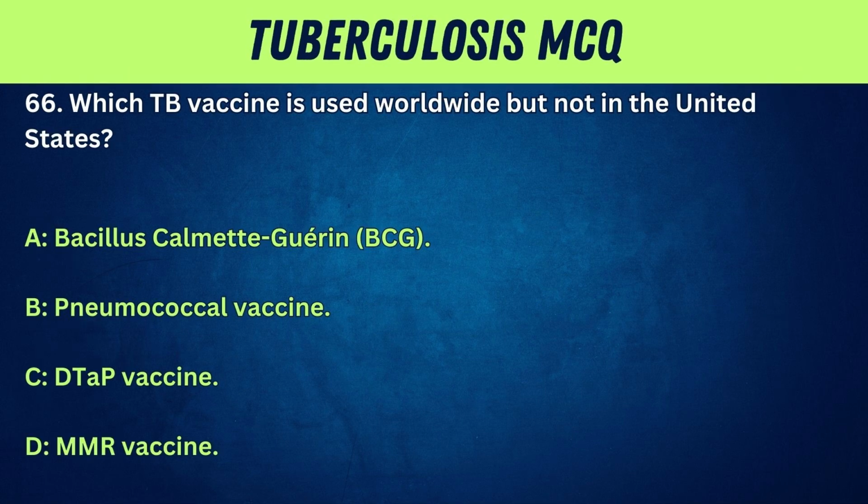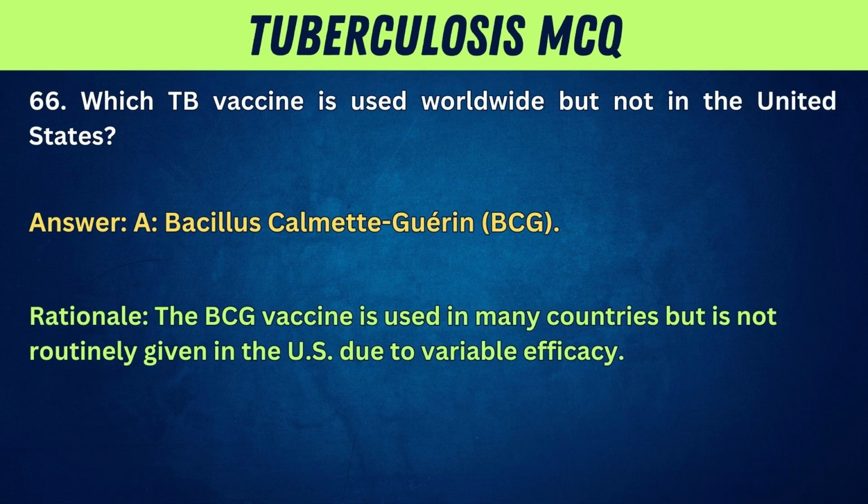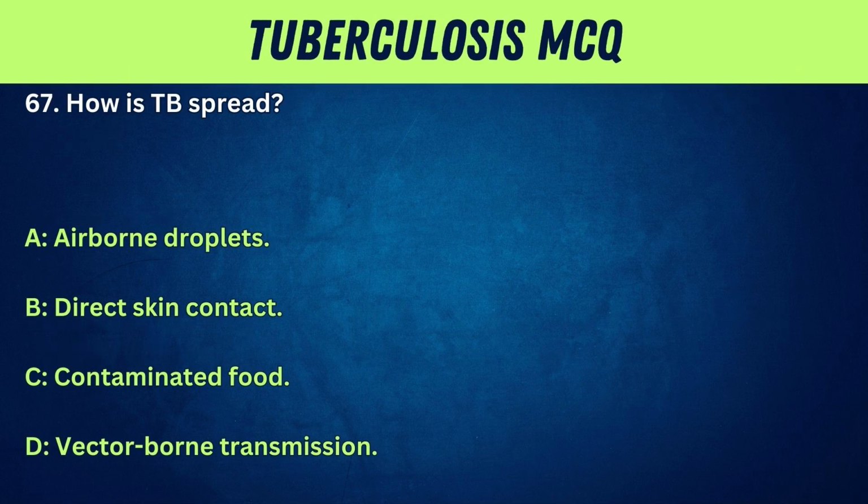66. Which TB vaccine is used worldwide but not in the United States? A. Bacillus Calmette-Guérin, BCG. B. Pneumococcal vaccine. C. DTaP vaccine. D. MMR vaccine. Answer: A. Bacillus Calmette-Guérin, BCG. Rationale: the BCG vaccine is used in many countries, but is not routinely given in the U.S. due to variable efficacy.